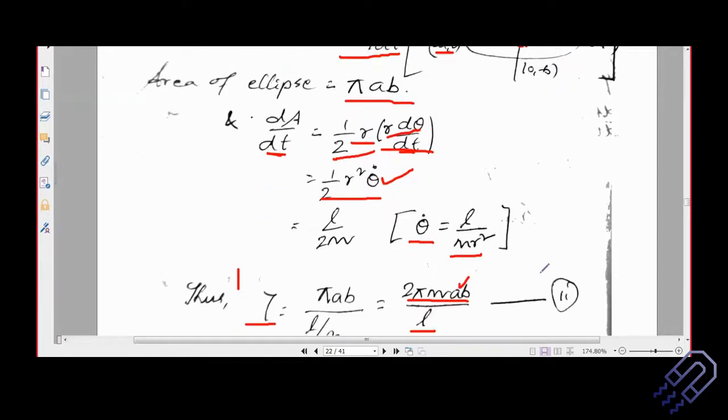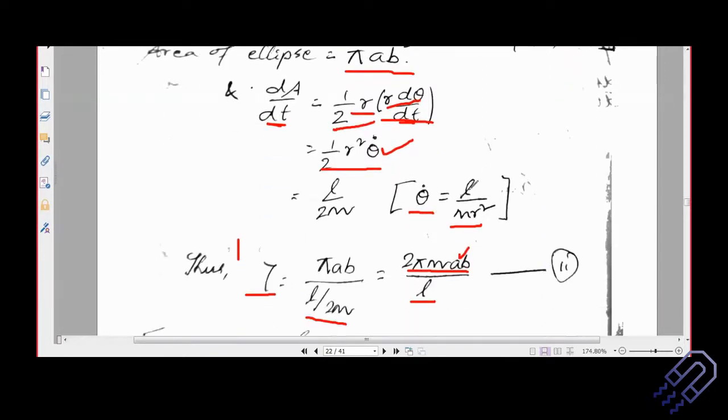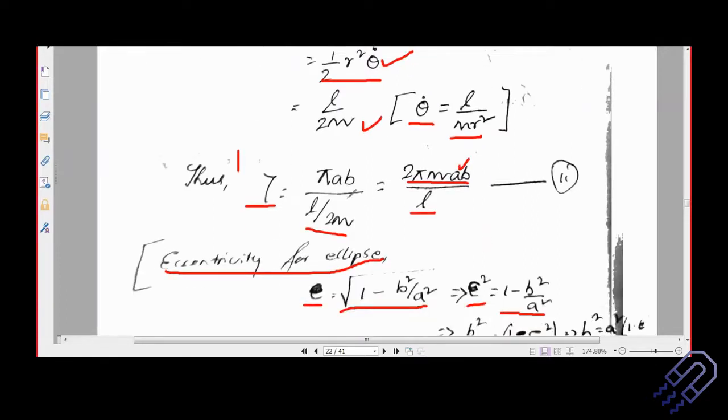From the derivation of the Lagrangian, we have theta dot equal to L divided by m r square. We will look into it again; it's a revision, whatever I'm saying right now. So we have theta dot as L by m r square, and then it can be replaced here. This is L by 2m. So simply we can write the equation tau is equal to 2 pi m a b divided by L.